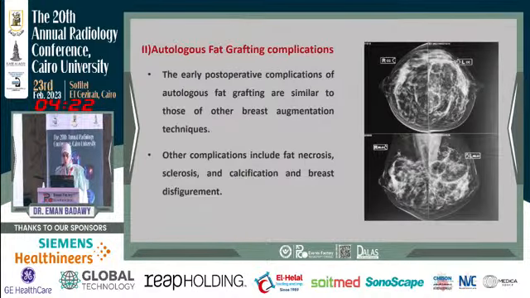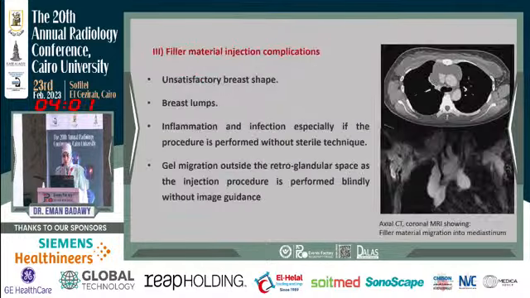Now we will discuss the complications of autologous fat injection. Early post-operative complications are, as we mentioned before, seroma, hematoma, or infection. The most common late complication is breast disfigurement and unsatisfactory shape, and other complications are fat necrosis, sclerosis, and calcification.